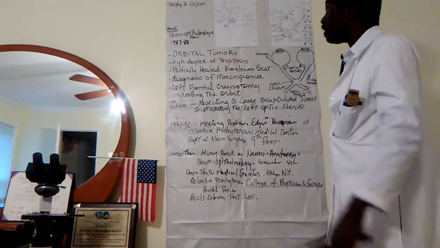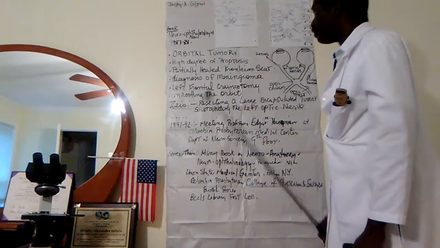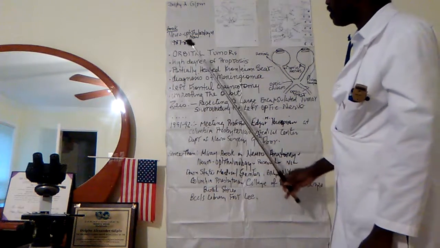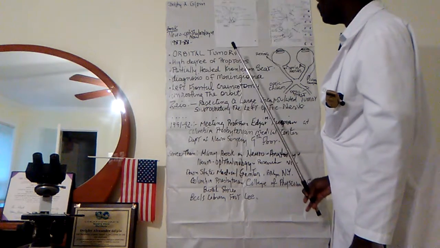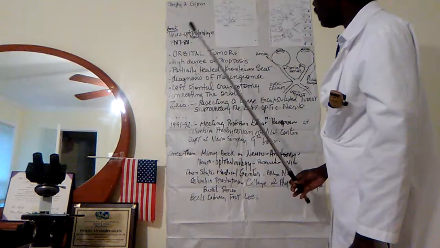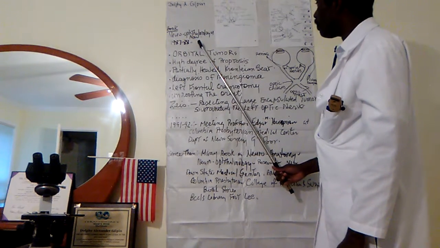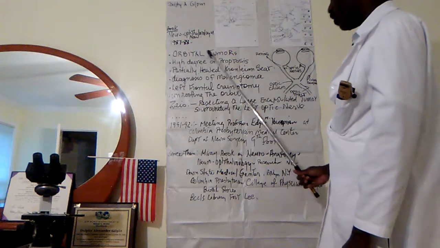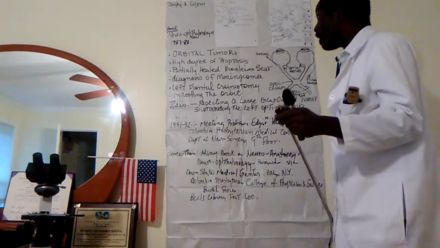And this evening we are on orbital tumors. This is a topic chosen from NeuroOphthalmology, and I should have really done the anatomy from the ophthalmology perspective before getting to NeuroOphthalmology, but nevertheless, like I said, it was random.